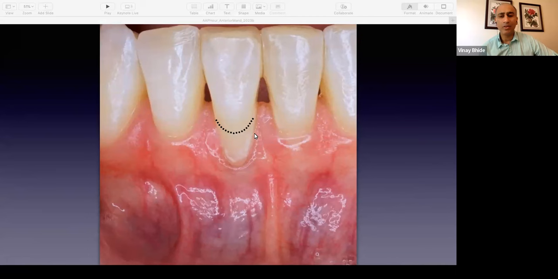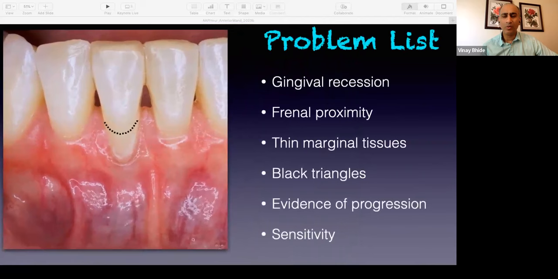The recession defect is about 4 millimeters, and you can get an appreciation that the tissues marginal at this recession defect are thin, there's a bit of a frenum there as well, and the patient also had some sensitivity. And so this is the problem list that we generated. We see gingival recession, obviously. We see the frenal proximity. The tissues are a bit on the thinner side. We see loss of interdental soft tissue, development of black triangles.